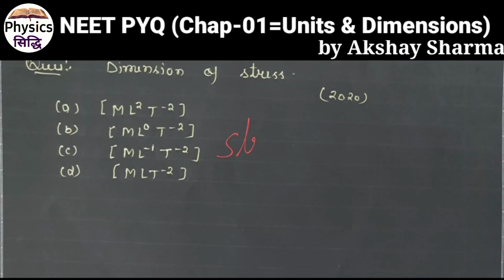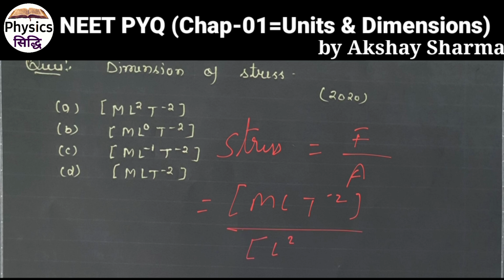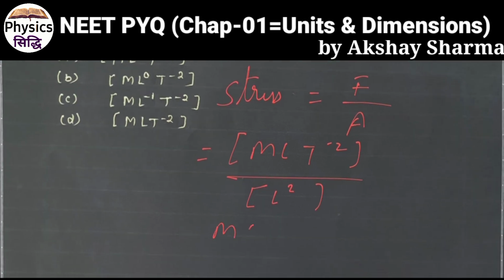Okay, now next question, dimension of stress. Actually stress is force upon area. So force is m l t minus 2 upon area is l square, so it becomes m l minus 1 t minus 2. Okay, so option C is correct.